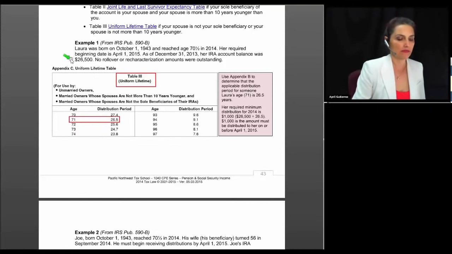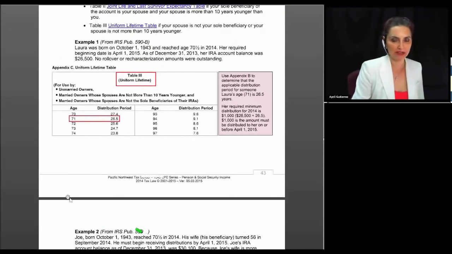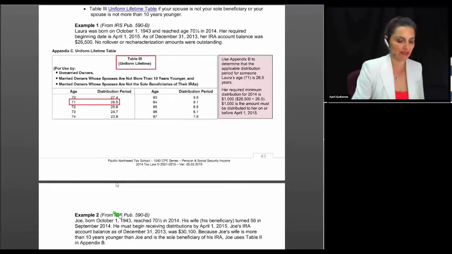We divide the balance in the account by the distribution period, and when we do that, we get $1,000. So her required minimum distribution is $1,000. Of course, IRS made all of these numbers balance perfectly, so they were divisible into 1,000.